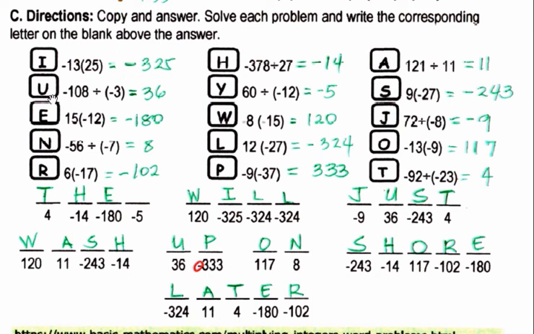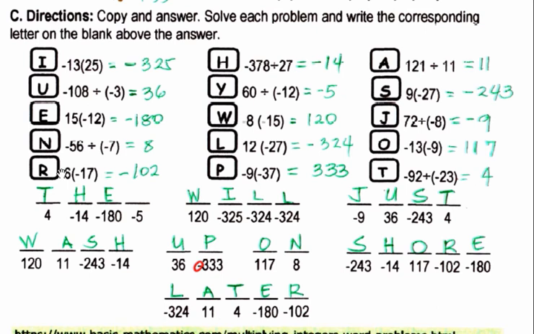Box U, we have negative 108 divided by negative 3. Both are negative, so the quotient is positive. 108 divided by 3 is 36, positive 36. For box that contains letter C, we have 15 times negative 12, that's negative 180. For N, we have negative 56 divided by negative 7, it's positive 8.